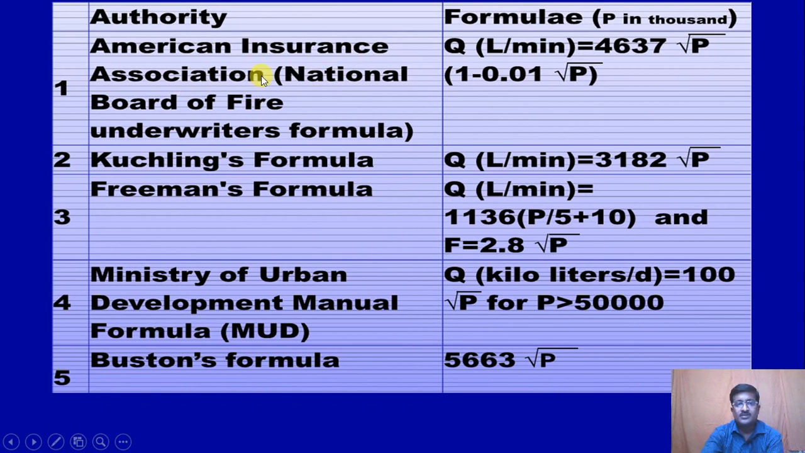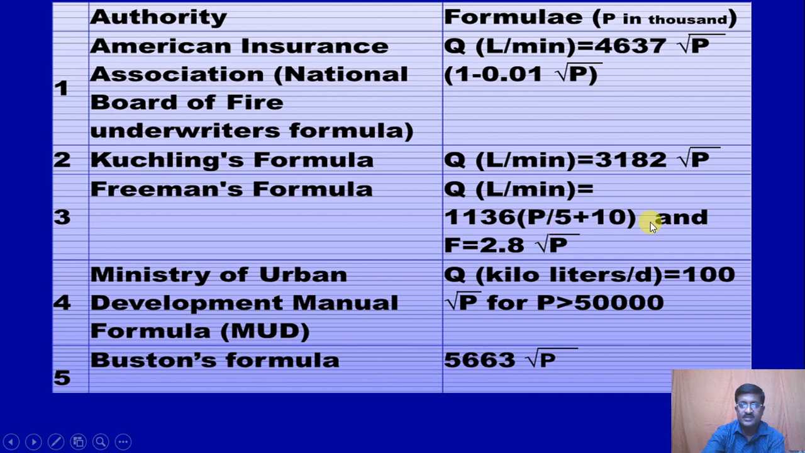The first is the American Insurance Association, National Board of Fire Underwriters formula, by which firefighting demand Q in liters per minute is equal to 4637 √P (1 − 0.01 √P). Then Kuichling's formula gives Q as 3182 √P. In Freeman's formula, Q is 1136 (P/5 + 10), where F is equal to 2.8 √P.